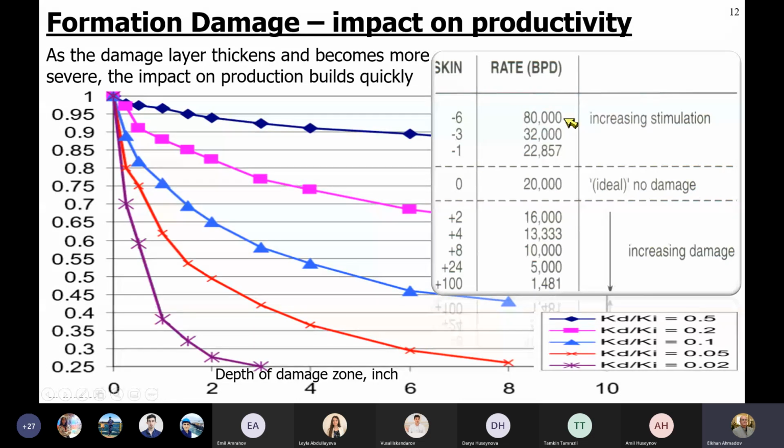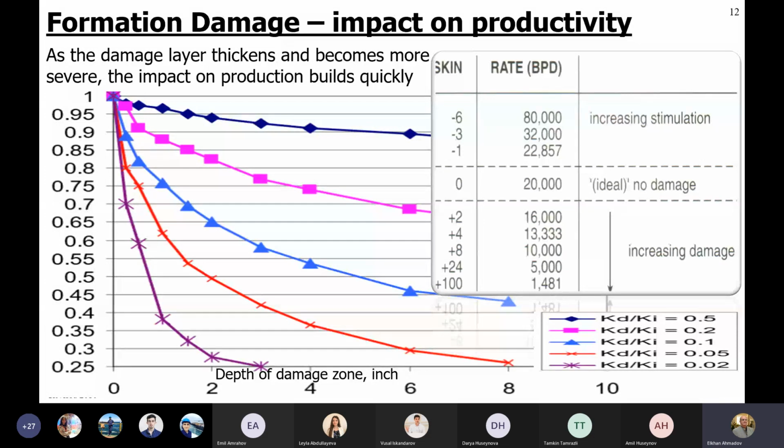By the way, the negative skin cannot be more than 7 or 7.5 in value, but the positive skin is not limited, depending on the damage you make to the wellbore, near wellbore zone.